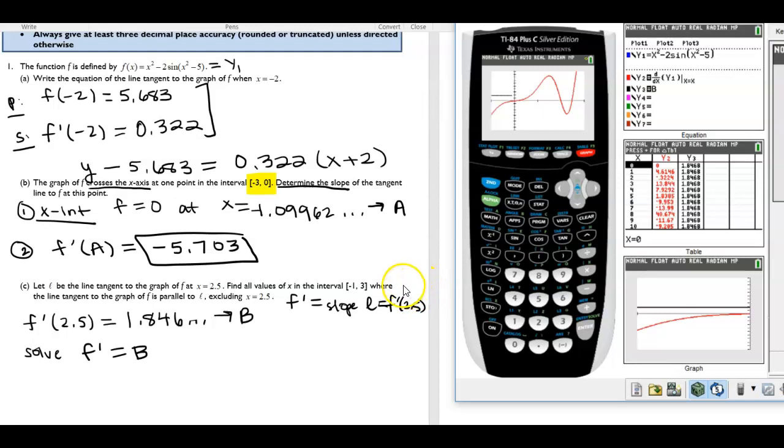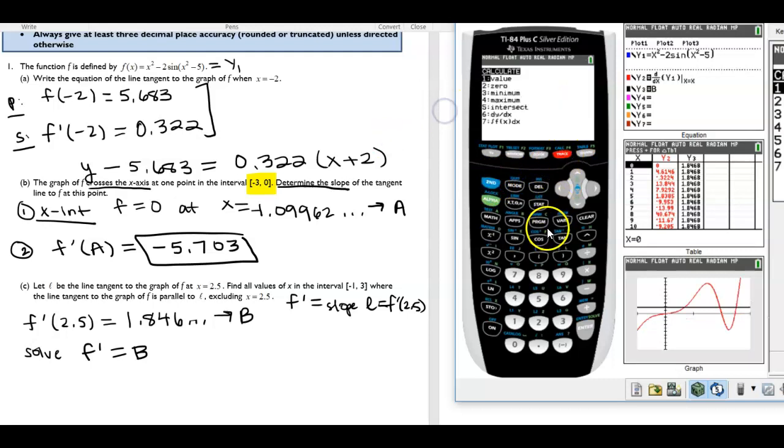Now it's going to sketch the line y equals b, and we need to find these intersection points. So essentially, when is my derivative equal to this certain value? I'm going to hit second, trace. Again, I'm going to my calculate menu. In this case, I want to find intersection points. So number 5, it's asking me for first curve. I can tell it's on y2 right now. It will tell me at the top. I also see it on that graph.